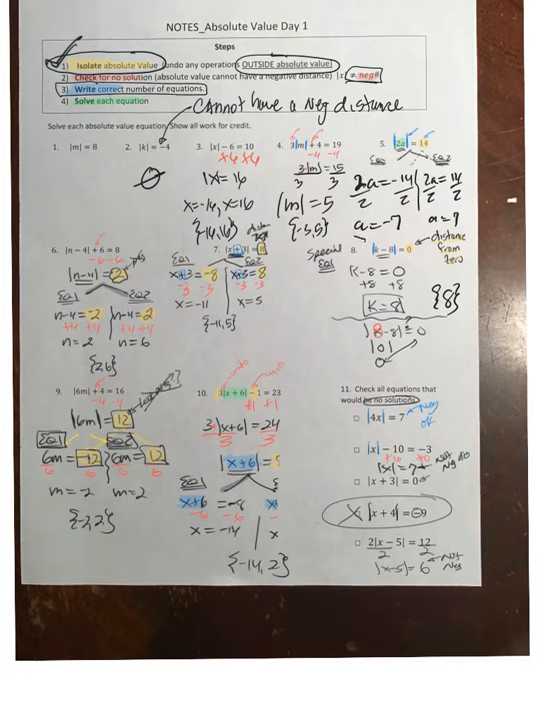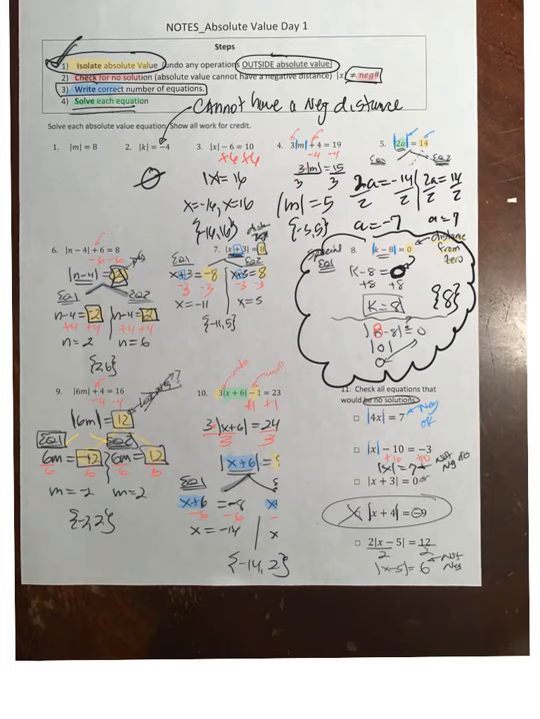Did you notice in problem number 8, that's the only one that gave us one equation, because when you're 0 units from 0, there's only one option. Notice how these other problems had two equations, because you could be -2 or +2 units from 0, right? And then you have to solve each of those equations.